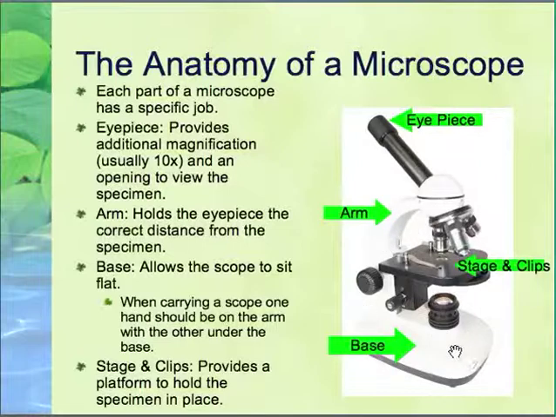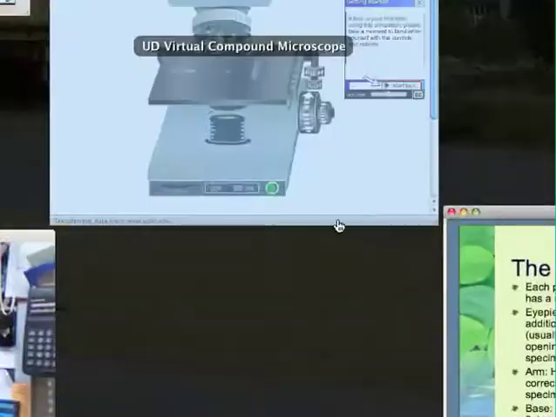The base is where we will have the scope sit. In other words, it's kind of the big bottom part of the scope. And when you carry a microscope, you're going to have one hand under the base and one hand on the arm at all times. It is a two-hand job. Again, it's a two-hand job.